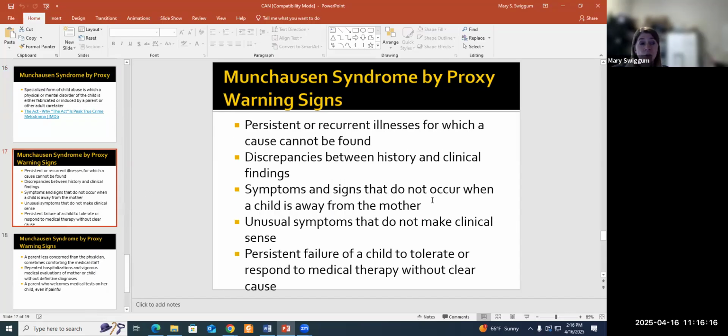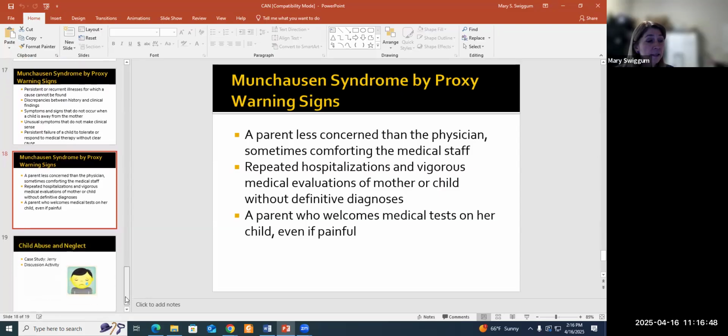Signs of this would be persistent or recurrent illnesses for which no cause can be found, discrepancies between what the history is and what the clinical findings are, symptoms and signs that do not occur when the child is away from the mother, unusual symptoms that don't make any clinical sense, persistent failure of a child to tolerate or respond to medical treatment without clear cause.